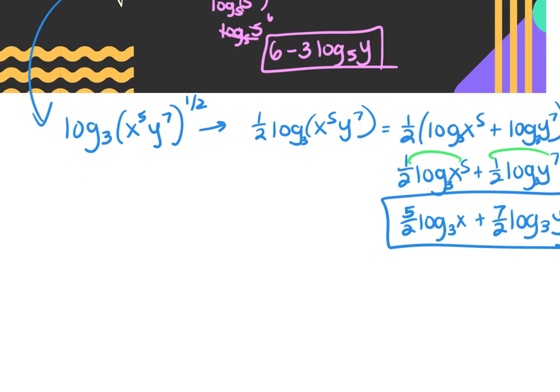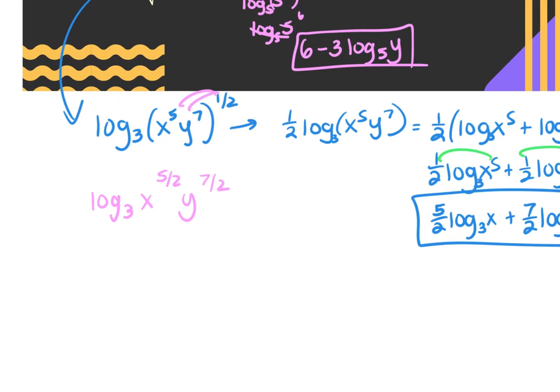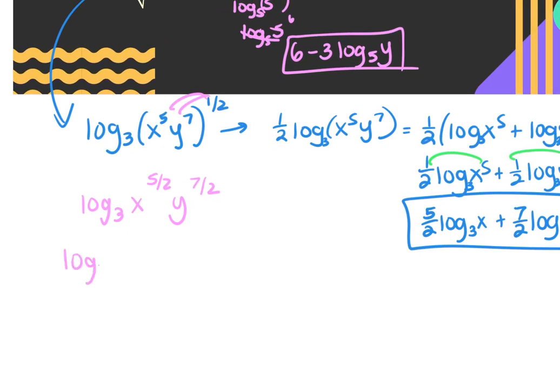And again, other option from here is distribute. So it would have been log base 3 x to the 5/2, y to the 7/2. Expand: log base 3 x to the 5/2 plus log base 3 y to the 7/2. And then kick them forward.